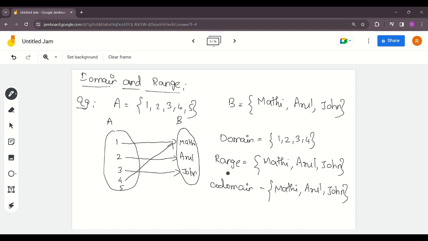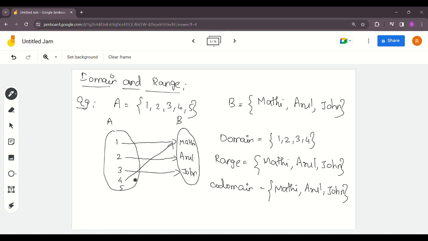And range is nothing but the used part of your right hand side. What is the used part of your right hand side? Madhi, Arul and John. So this is nothing but your range. And codomain is your entire right hand side. So here range is equal to codomain. That is a different story.